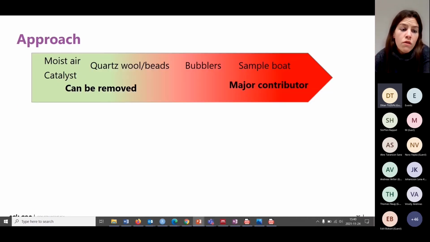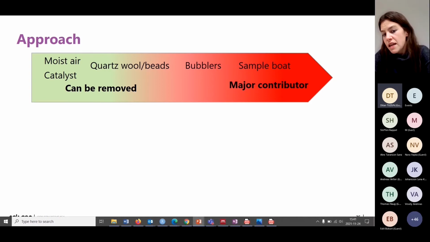So the overview of all these tests was that moisture, catalysts, quartz wool and quartz beds were somehow having an influence on the chlorine-36 memory effect, even though they could be removed from the setup. In the case of the bubblers, even if we switched to new ones, we could still see this chlorine-36 memory effect. So indeed, it had an influence.